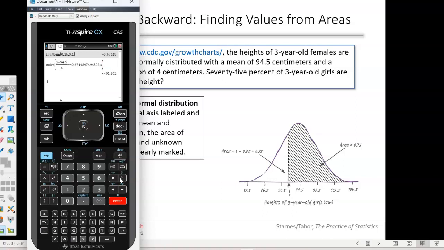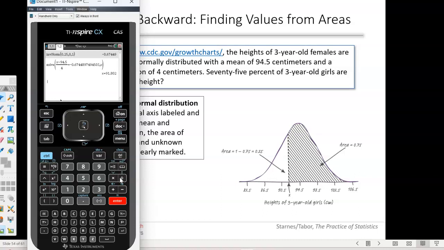So I chose not to round my z-score off, so that's a very accurate answer. Some people might round that to negative 0.675, maybe 3 decimals or something. We'd probably accept that answer as well, but it's just nicer to get the actual number. Now, you don't have to do all that.